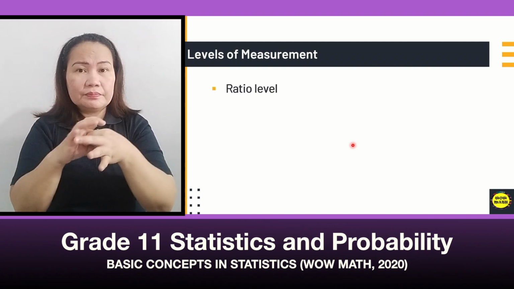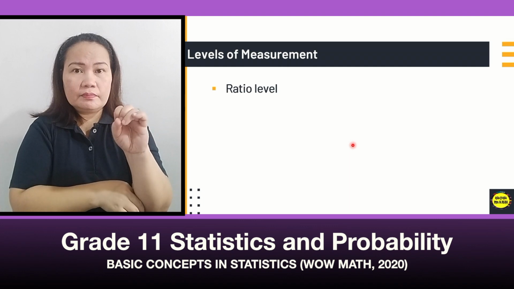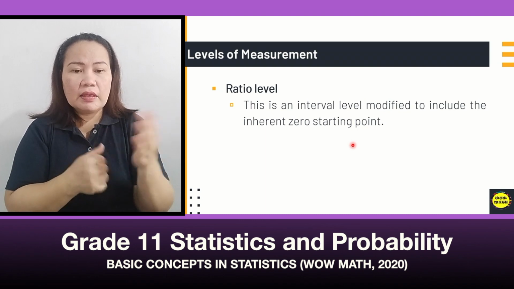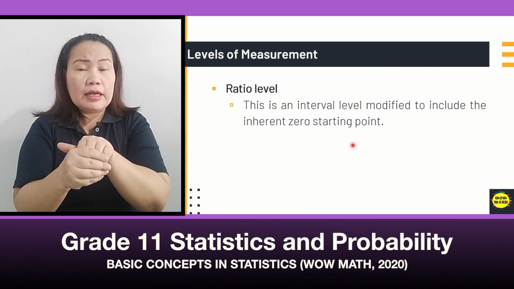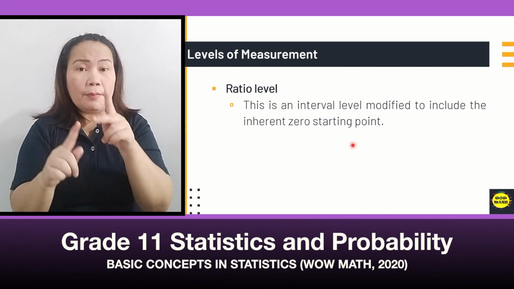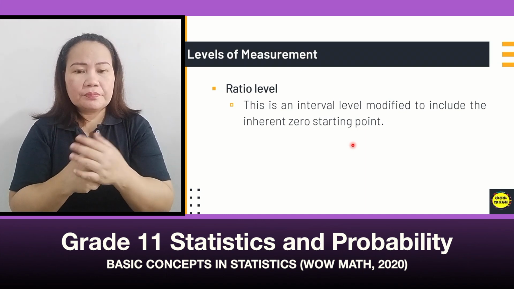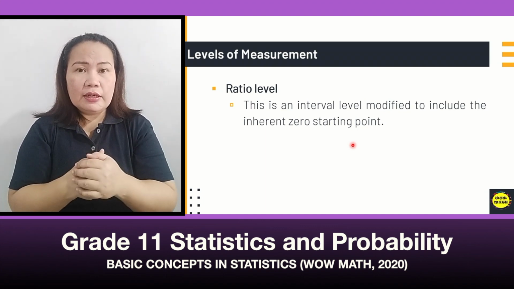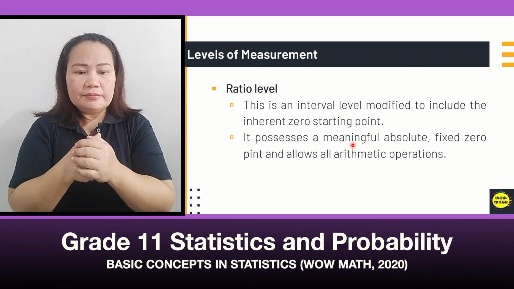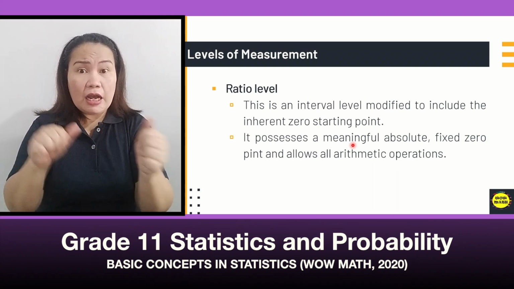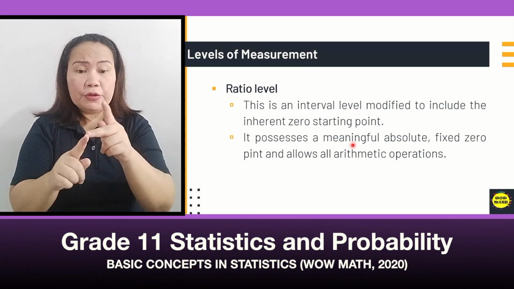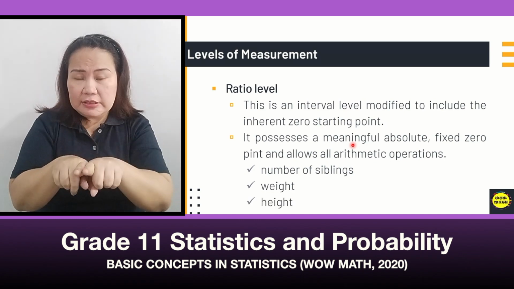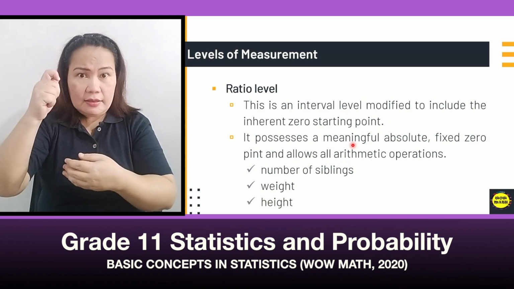The last level of measurement is the ratio level. This is the highest level among the four. This is an interval level modified to include the inherent zero starting point. It tells us that one unit has so many times as much of the property as does another unit. When you say the ratio level, it possesses a meaningful absolute fixed zero point and allows all arithmetic operations. For example, the number of siblings, weight, and height. That is an example of ratio level.